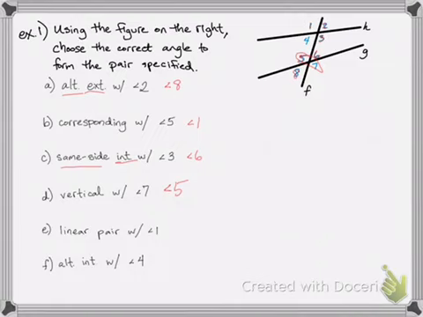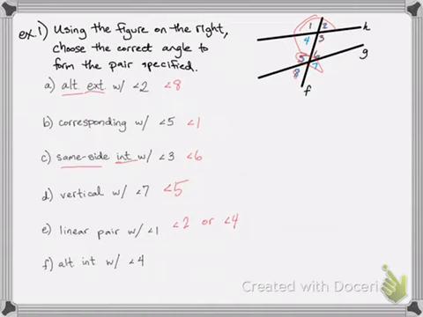Well, who forms a linear pair with angle 1? There's multiple answers. Maybe you said 1 and 2. Maybe you said 1 and 4. So it could be 2 or it could be 4. Remember, they have to be adjacent and they have to make a straight line.